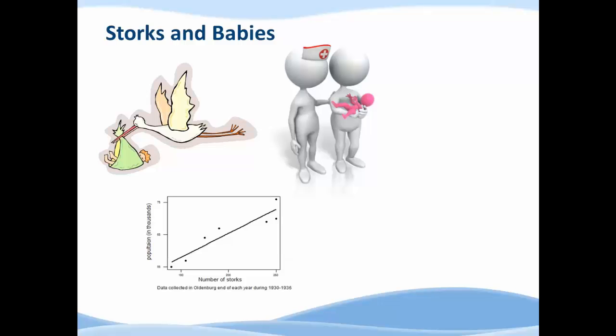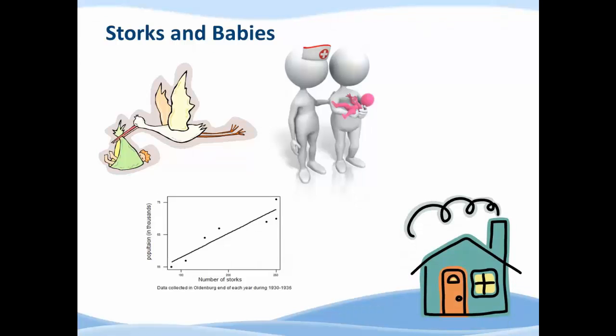Why is that? In Oldenburg in the 1930s, people lived in multi-family homes. When they started having children, they needed more space, so they built more homes. To heat those homes? Fireplaces. What do fireplaces require? Chimneys. Where do storks nest? In chimneys. So it was not storks causing increased babies. It was babies causing increased chimneys, causing increased storks.